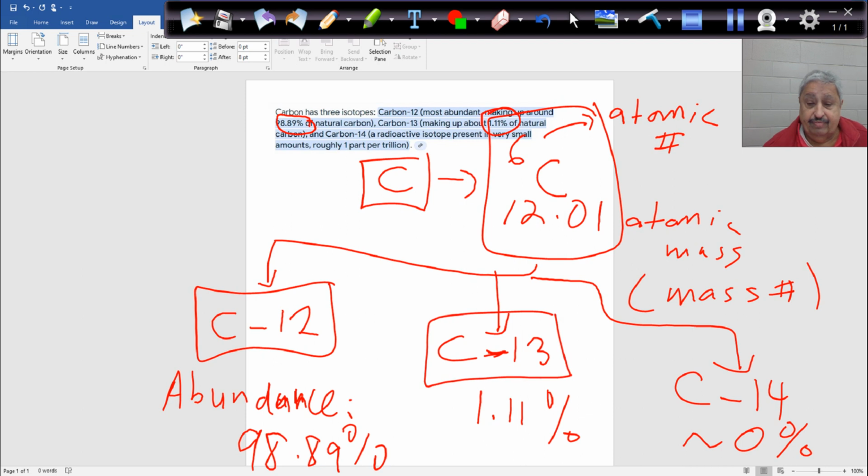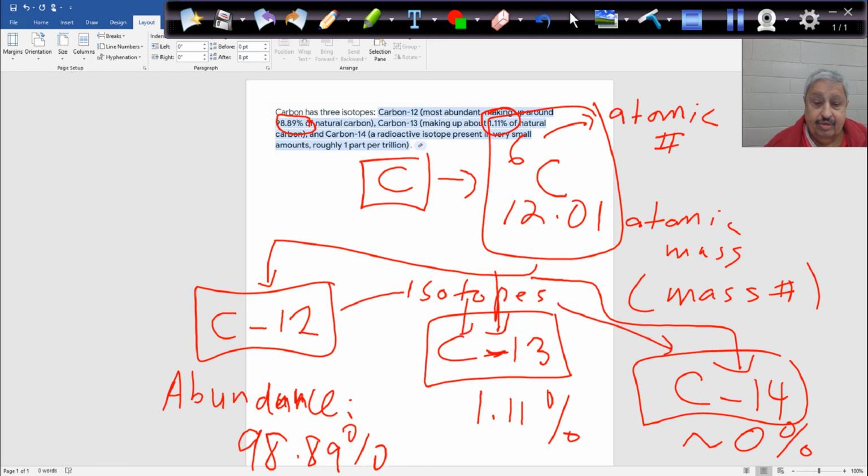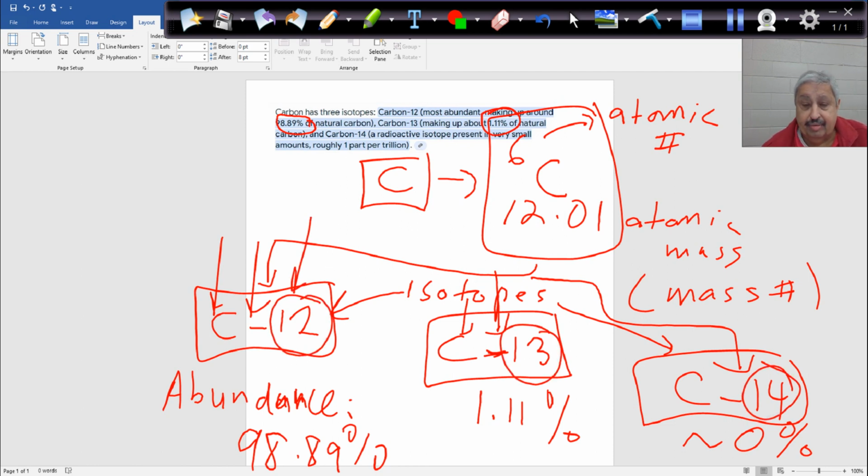This is the way we can write isotopes. Isotopes are written this way: carbon 12, carbon 13, carbon 14. That's the way we express isotopes. First the element itself, then a dash, and then the number of the atomic mass.